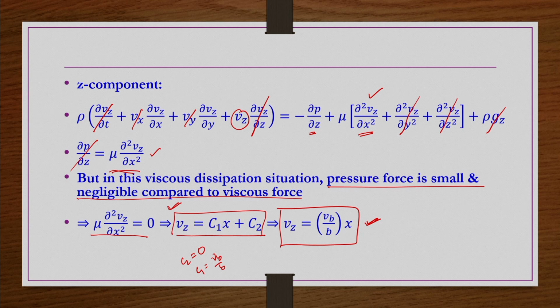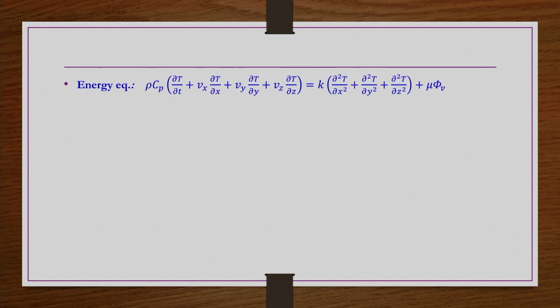However, for this problem this step was not required because it is already given, but as a practice we are doing it. Now, the energy equation we have to simplify. The energy equation in Cartesian coordinates is this one: ρCp(∂T/∂t + Vx ∂T/∂x + Vy ∂T/∂y + Vz ∂T/∂z) equals k(∂²T/∂x² + ∂²T/∂y² + ∂²T/∂z²) plus μΦv. This μΦv is nothing but the viscous dissipation term, right. It has 9 terms, right. So, that we are going to write in the next step.